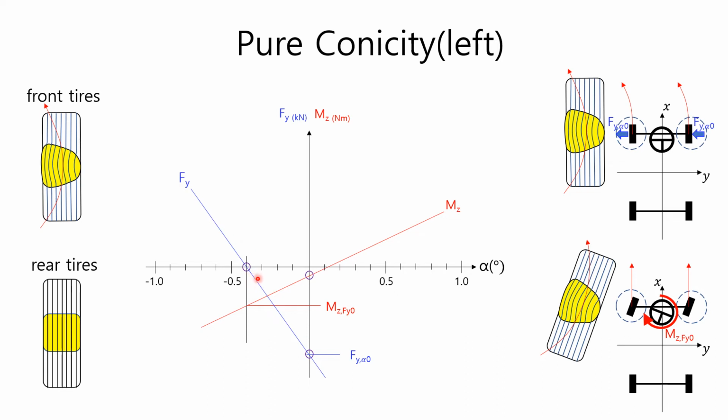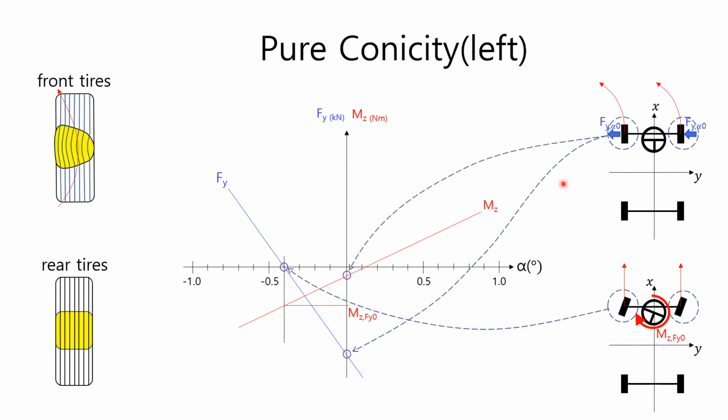And for this, the moment MgFy0 is continuously required. Therefore, since the pull occurs constantly, the driver must continuously provide the steering wheel with the corresponding torque, MgFy0.